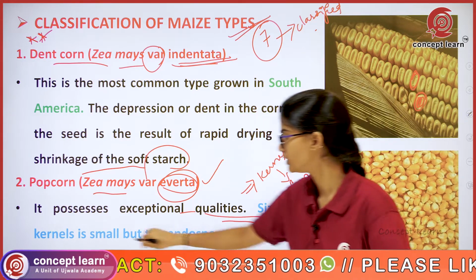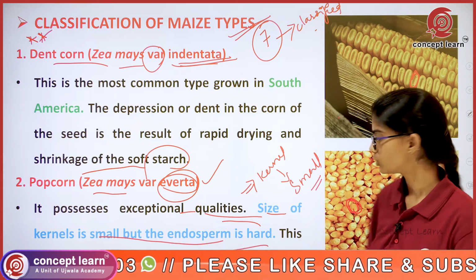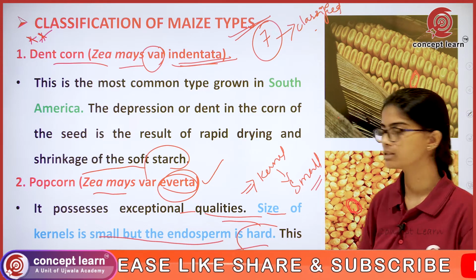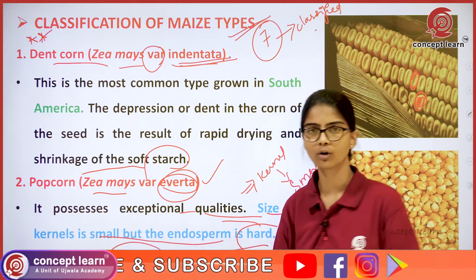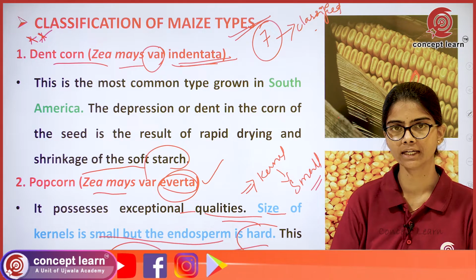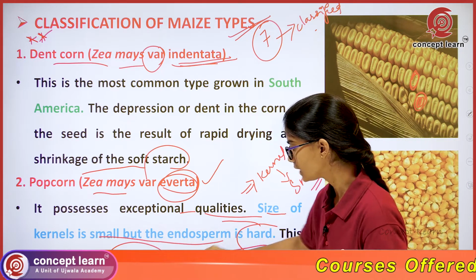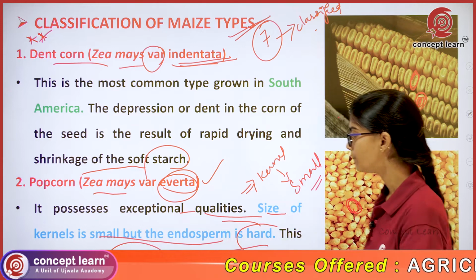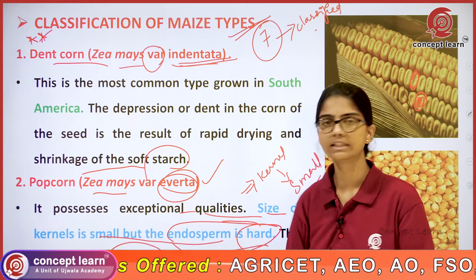The size of the kernel is small, but the endosperm is hard. That's why the name popcorn has been given, because it is suitable for making popcorn. Whenever it is placed on heat, it pops with a sound, so it is called popcorn. The pop sound is due to the presence of hard endosperm within the kernel.